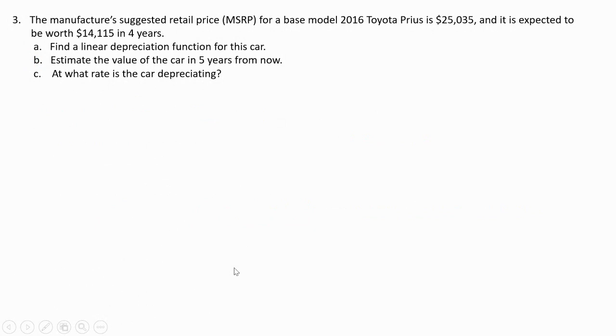Okay, now let's go to number 3. Number 3 is a word applications problem. You have to find the slope and find the linear depreciation function of this car, estimate the value of the car in 5 years from now, and at what rate is the car depreciating.